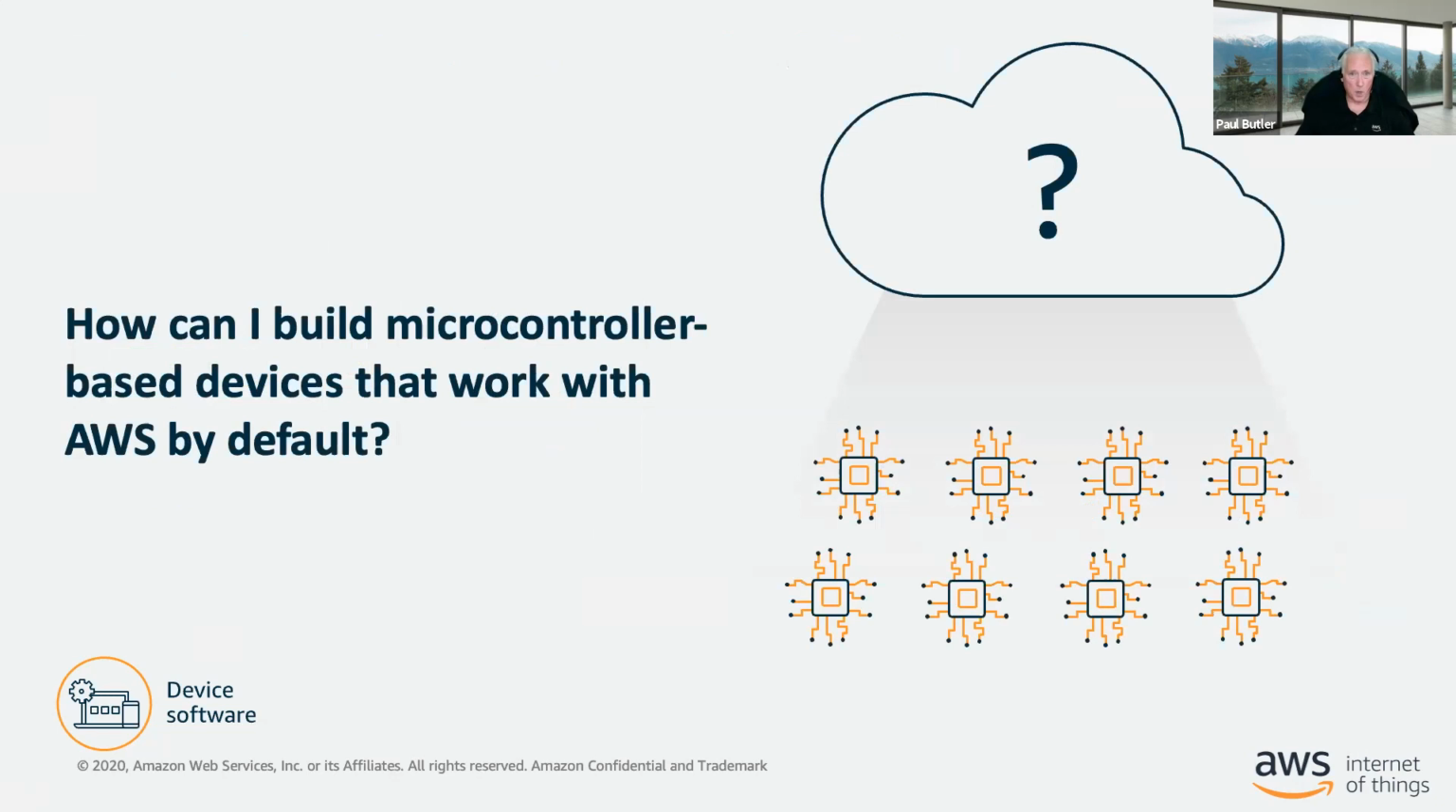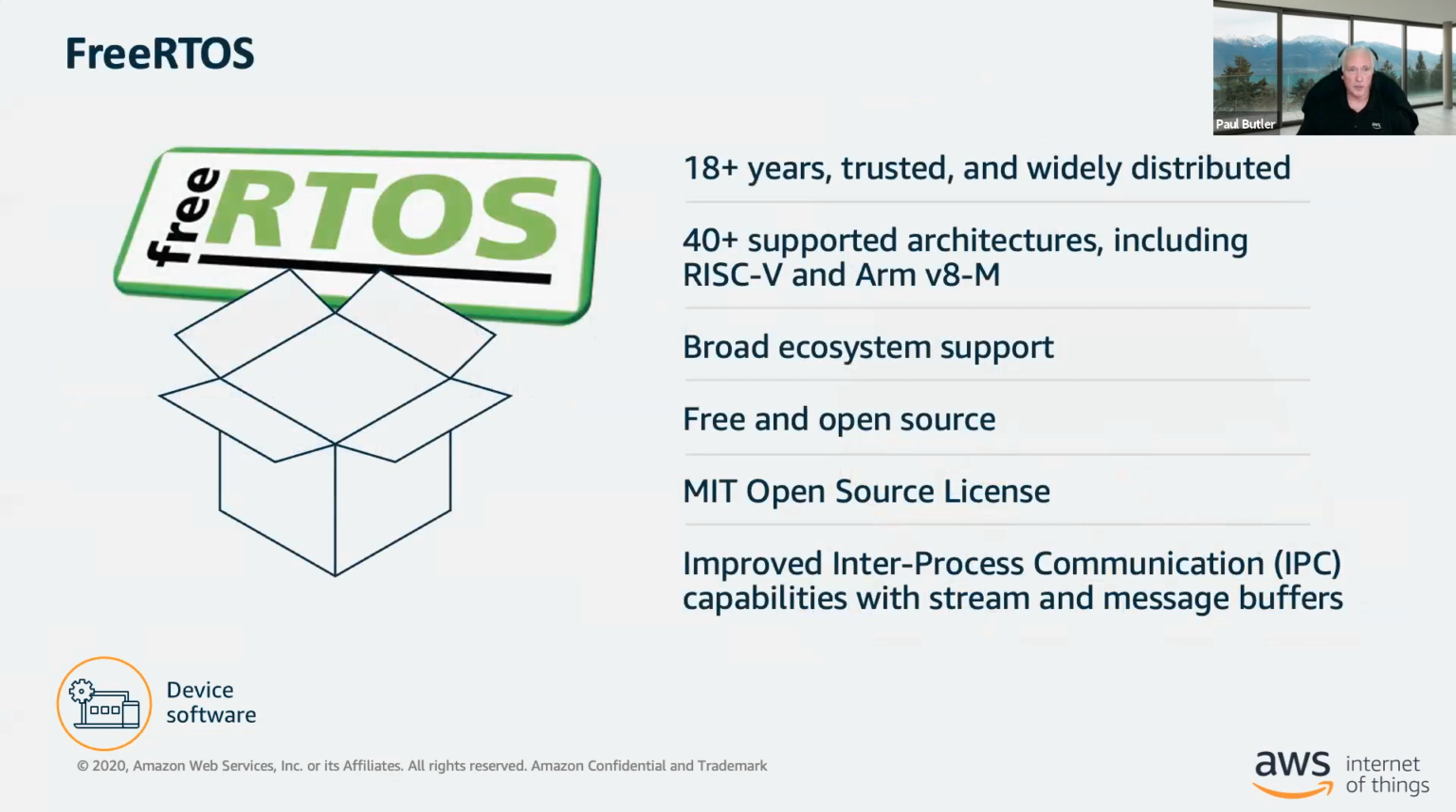So that's what we want to talk about a little bit: how can I build these edge devices to work with AWS? We'll start with talking about FreeRTOS, a real-time operating system. FreeRTOS has been an open source project for many, many years. Lots of products out in the market are using FreeRTOS. You may or may not know that, but it is an MIT open source license, and it's free to download and free to develop into products that you're building.